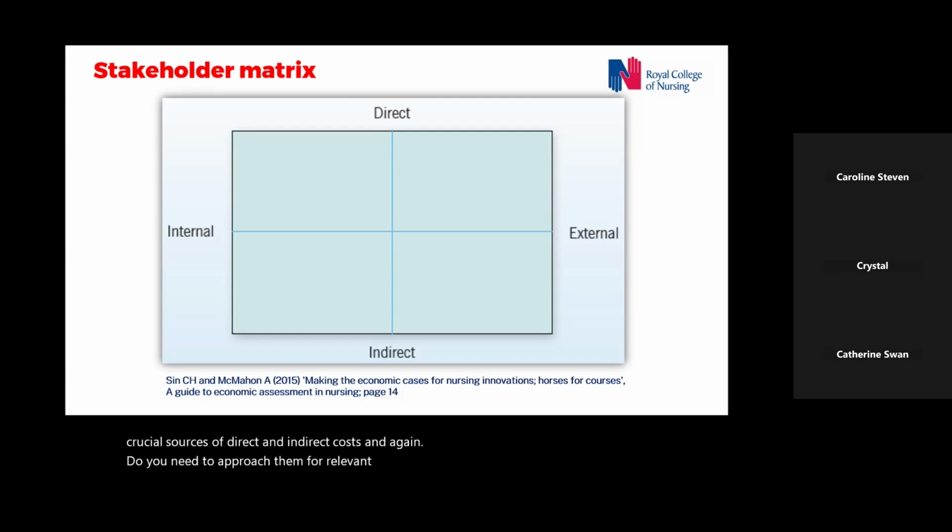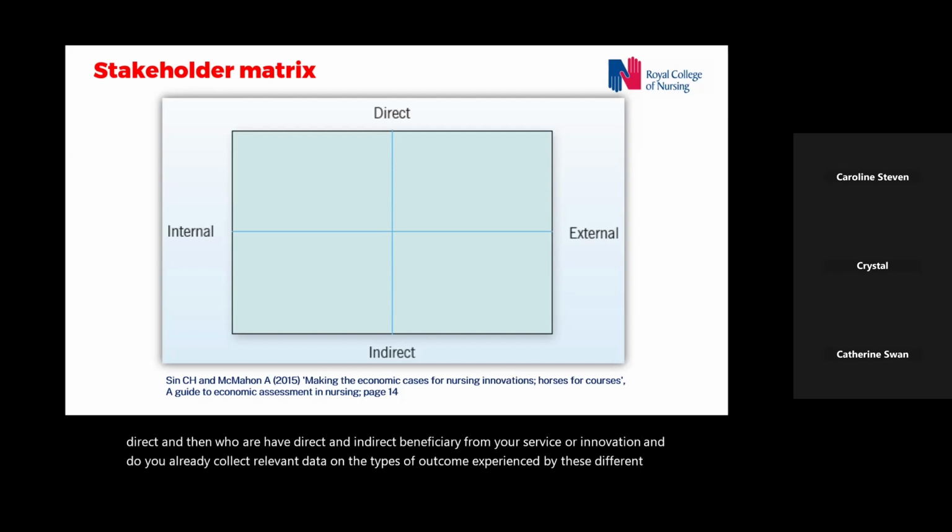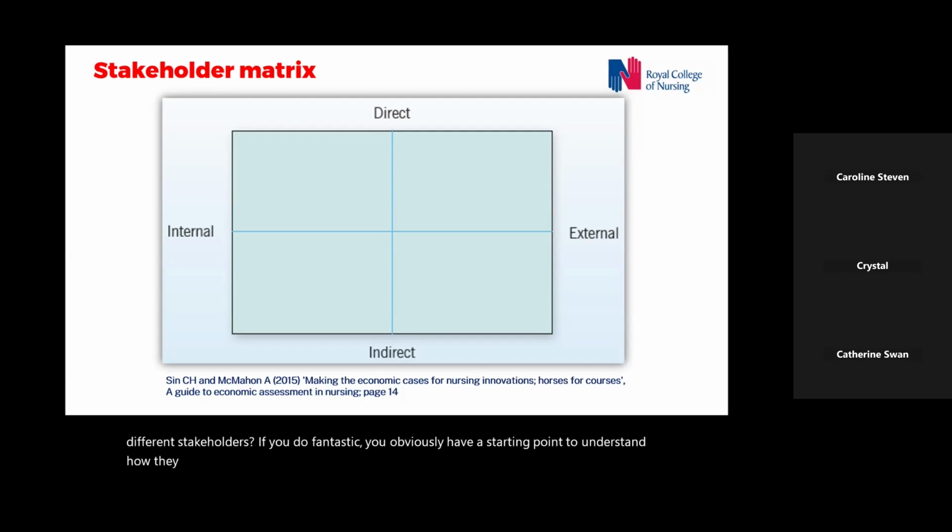Think about the stakeholders that are direct and indirect beneficiaries of your service or innovation, and do you already collect relevant data on the types of outcome experienced by these different stakeholders? If you do, fantastic. You obviously have a starting point to understand how they benefit, or do they benefit from it. If you don't, it's something that you would want to start to think about.